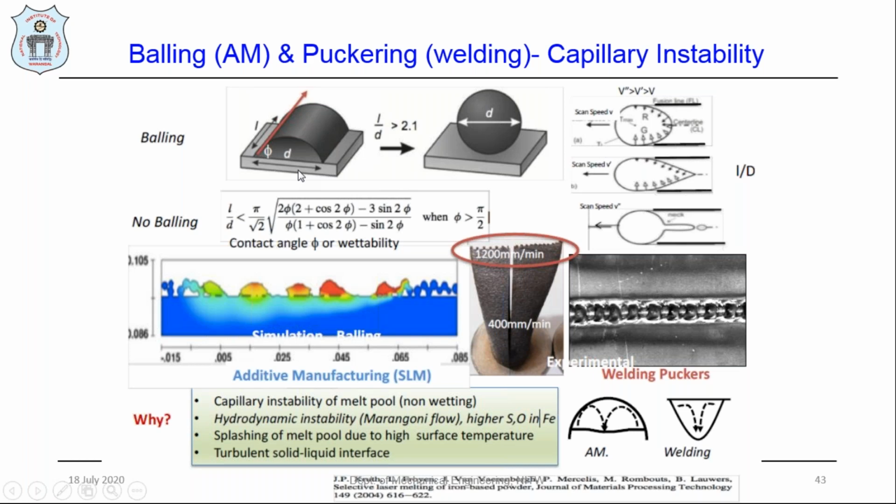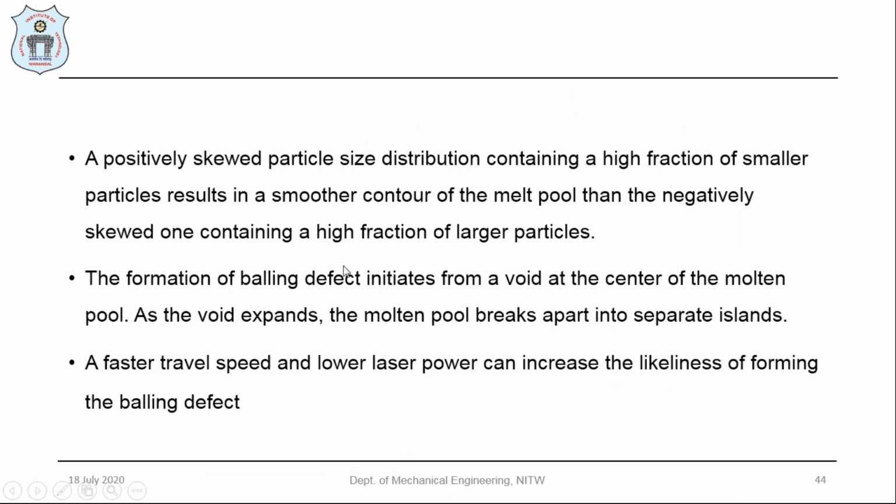The balling effect is also going to occur when we have a high scan speed. That occurs at the highest scan speed of 1200 millimeters per minute with a low laser power. This is because of the Marangoni effect in the melt pool or in the weld bead. Why does this happen? The particle size distribution may be positively skewed, containing a very high fraction of smaller particles. If the powder contains more fine, smaller particles, the balling effect is going to occur, and it may be negatively skewed, meaning it consists of larger particles.